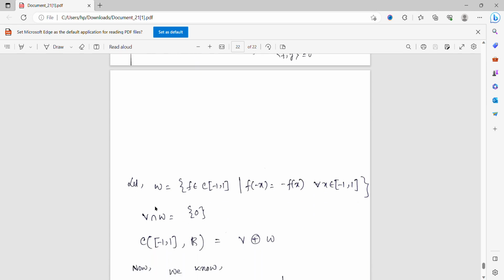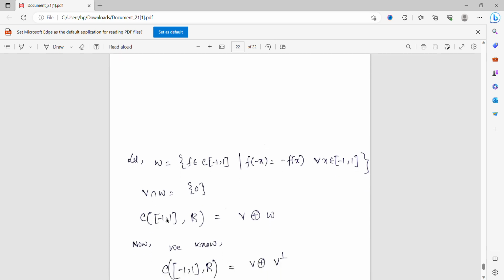So let W be the set of all odd functions inside the set of all real valued continuous functions on [-1, 1]. Now V is already given in our question, and I just defined W. I can easily see that V intersection W is 0, right? And I have also seen that the space can be expressed as a sum of the subspace V and the subspace W. So I can write C[-1, 1] as a direct sum of V and W, since their intersection is trivial.